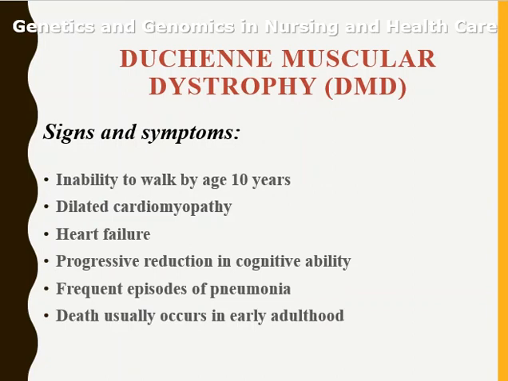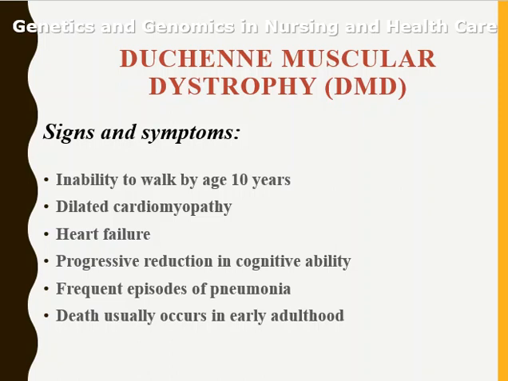Okay, so more signs and symptoms. Inability to walk by age 10, dilated cardiomyopathy, and heart failure. Okay, so the heart effects are really pronounced here because the heart needs at least 80% of their muscle cells to be fully functional to work. But skeletal muscle only needs 50% of their cells to be fully functional. Okay, so those cardiac effects are going to be prominent, ultimately leading to heart failure.